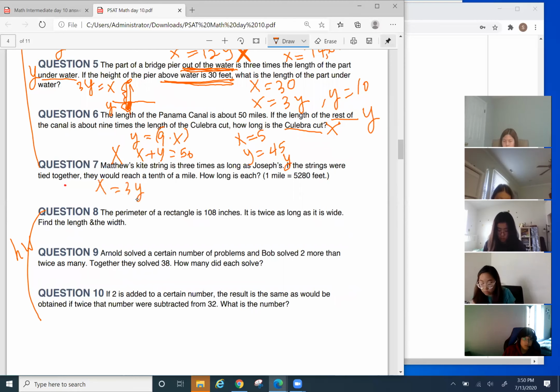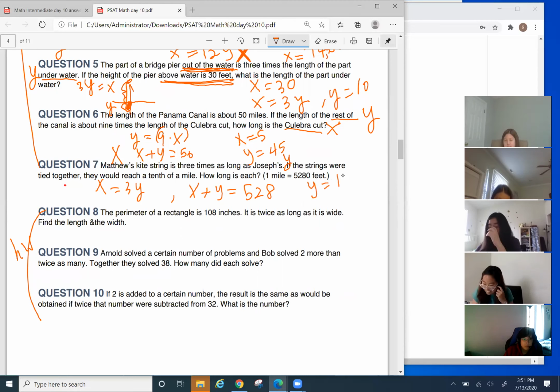And then the second equation, if the strings were tied together, and so on. So 1/10 of a mile, I did a proportion, so 1 over 10 equals 528 over 5,280. So the second equation is x plus y equals 528. Good job.